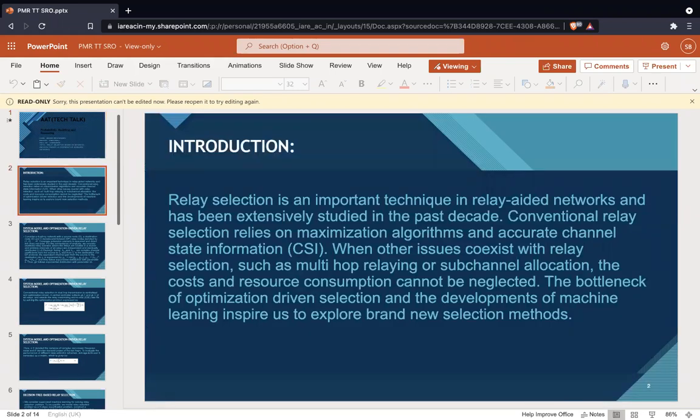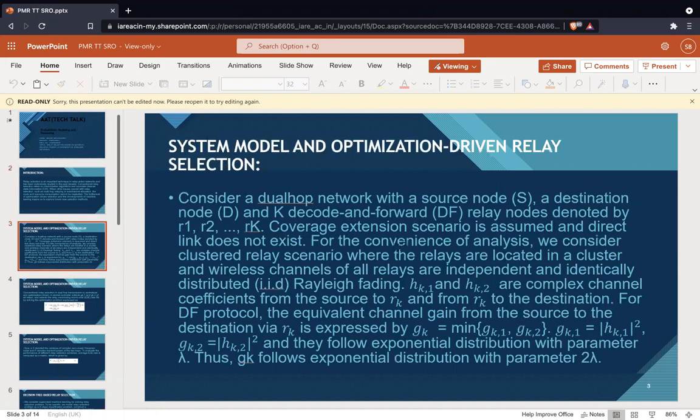Relay selection is an important technique in relay-aided networks and has been extensively studied in the past decades. Conventionally, relay selection relies on maximization algorithms and accurate channel state information (CSI). When other issues coexist with relay selection, such as multi-hop relay and sub-channel allocation, the cost and resource consumption cannot be neglected. The bottleneck of optimization-driven selection and the rapid development of machine learning inspire us to explore new selection methods. System model and optimization-driven relay selection.